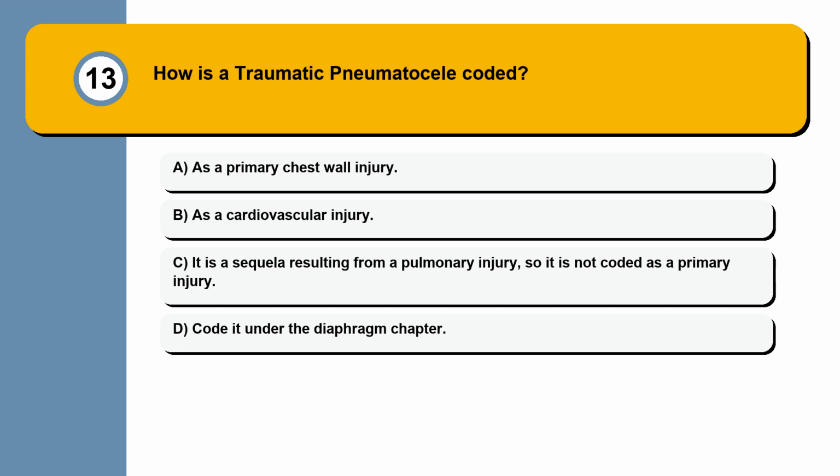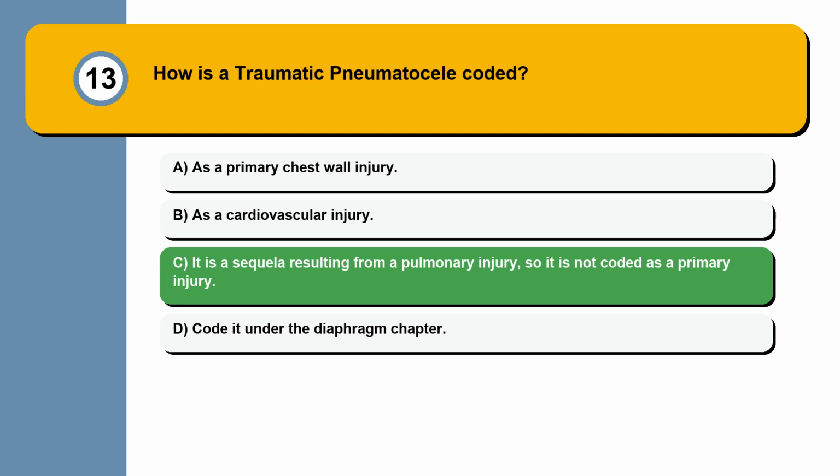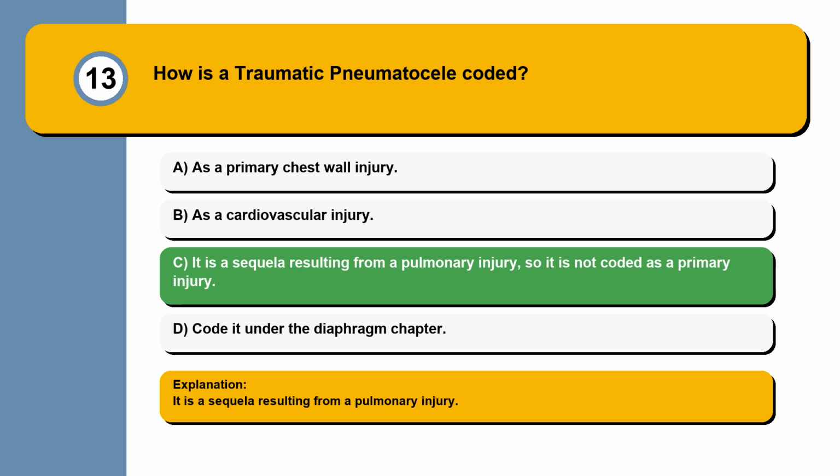Question 13. How is a traumatic pneumatocele coded? As a primary chest wall injury, as a cardiovascular injury. It is a sequela resulting from a pulmonary injury, so it is not coded as a primary injury. Code it under the diaphragm chapter. It is a sequela resulting from a pulmonary injury.